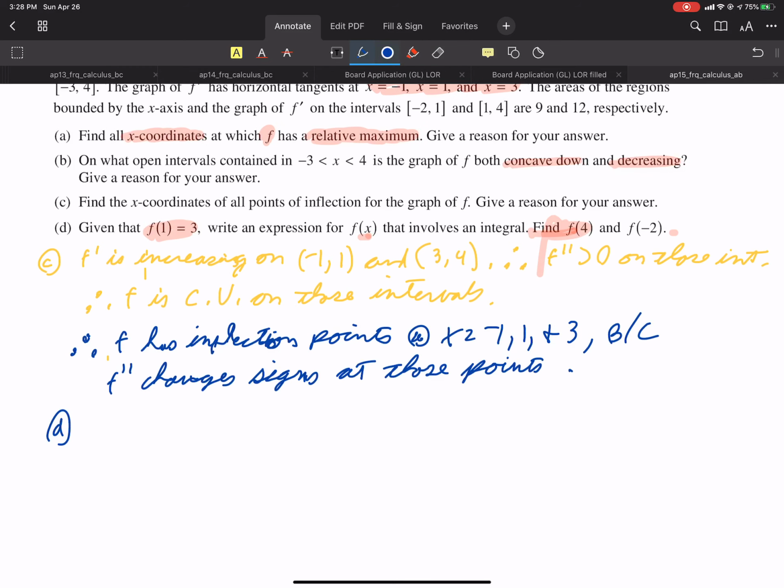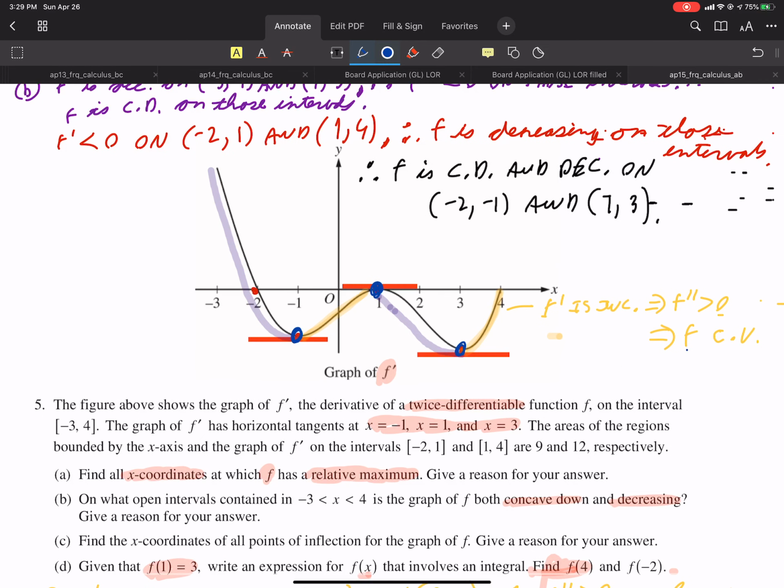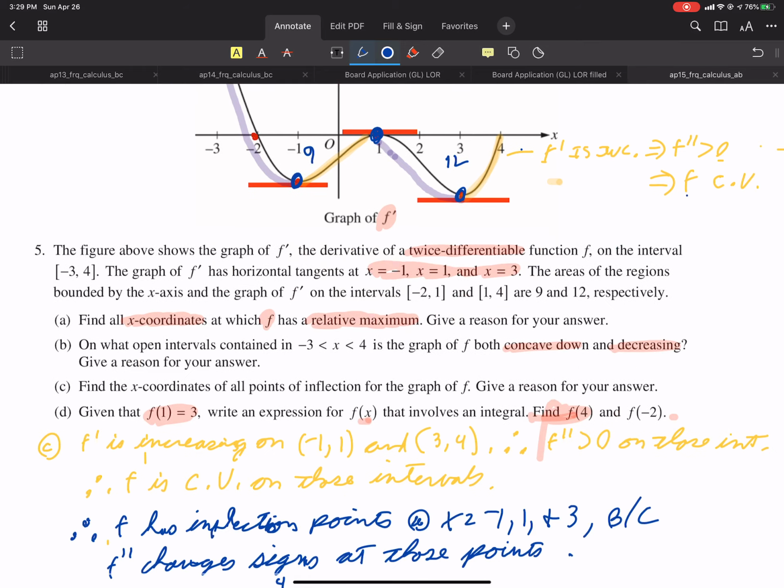Okay, so part D. This is the fundamental theorem. You want the value of the function at 4. You know where it starts at 1. So if you can figure out how much the function changes from 1 to 4, and you add that, we do know that, the fundamental theorem of calculus. We have to simplify that. f of 1 is easy. It's given as 3 right here. Now, other information, we were told the area of this region is 9 and the area of this region is 12.